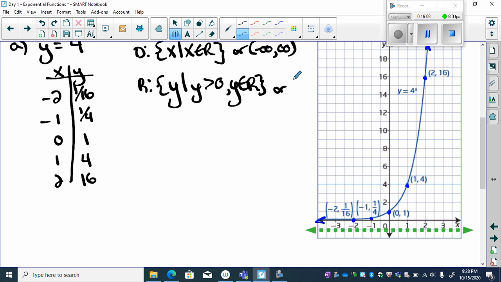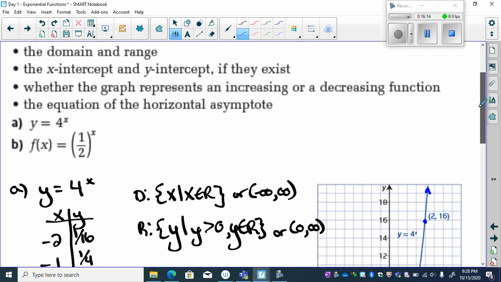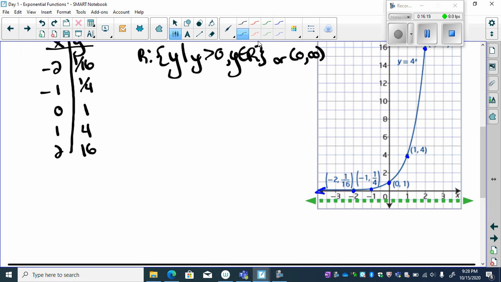In interval notation, that would go from 0 to infinity. So the domain and range are done. Okay, the x and y intercept. So we can look at the graph. The x-intercept: where does this blue curve cross the x-axis? Well, we just got done saying it doesn't. It doesn't go through the x-axis. We don't get negative y values. So for the x-intercept, we'll say there is none or it's not applicable.